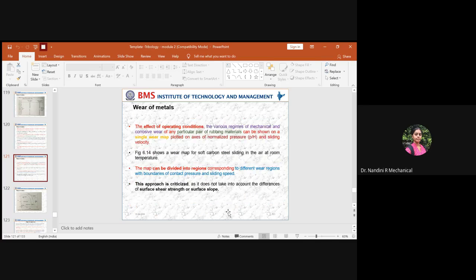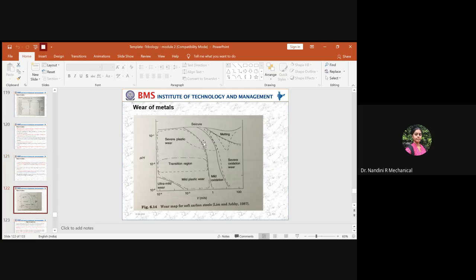So this was dealt with in the last class, and later we studied the wear map behavior for soft carbon steels. We analyzed this taking the sliding velocity along the x-axis and the pressure along the y-axis. We dealt with how the region changes from plastic wear to severe plastic wear, which is the transition region. Below this you will have very mild wear, right? Once it crosses the velocity of 1 meter per second, the oxidation phase starts. After that oxidation phase, you can get the phase of severe oxidation wear. As the pressure increases, it can reach the phase of melting also.